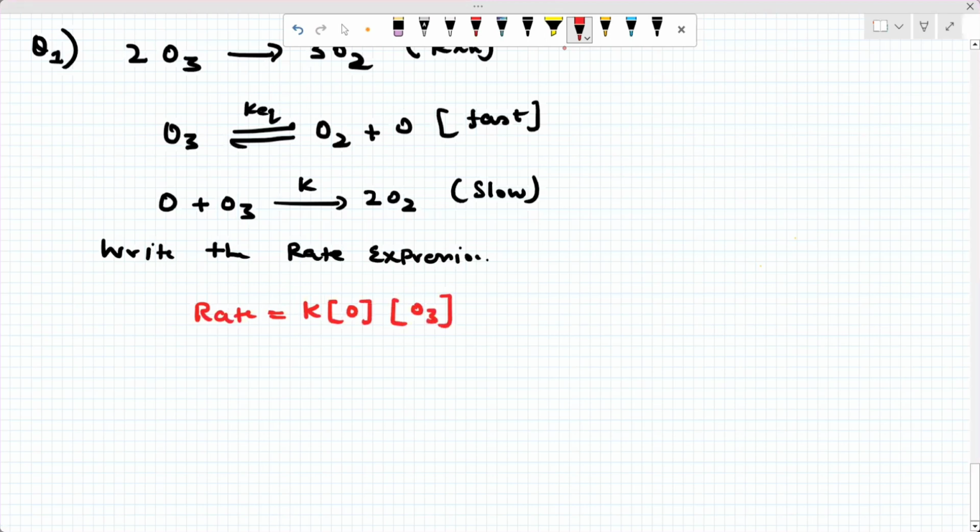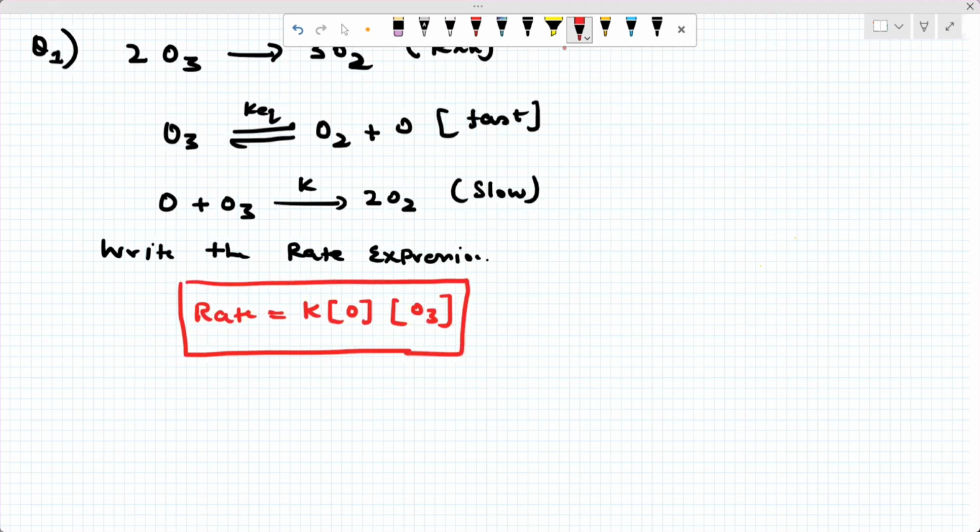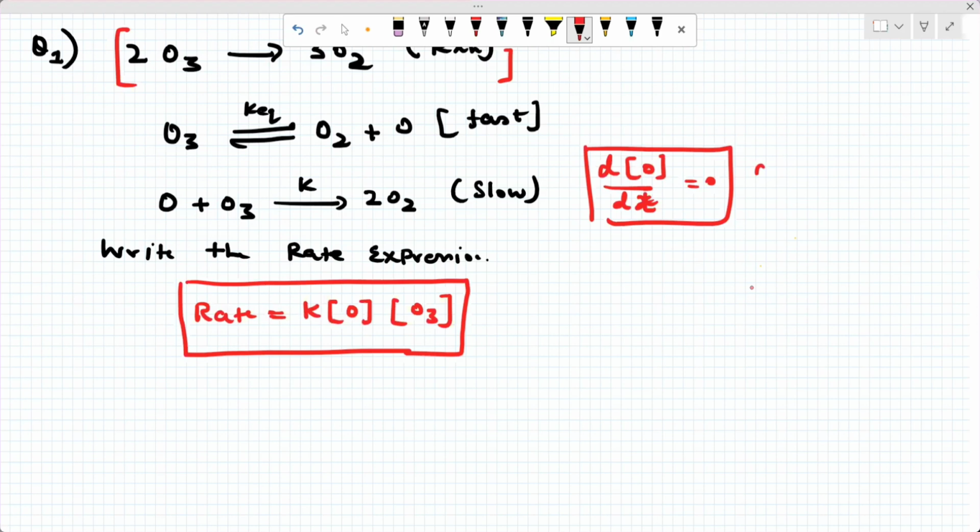Now tell me, in this rate, is there any unstable species? How to find unstable species? Species that are not in the overall reaction as reactants. So tell me, which is the unstable species here? Is O3 the unstable species, students? Which unstable species? O, no? Yes or no? Because O3 is in the reactants, therefore d[O]/dt is equal to 0. This is the SS application, okay?